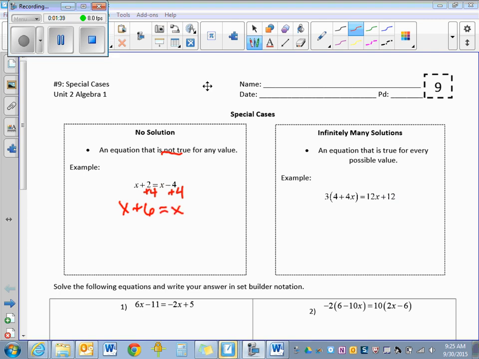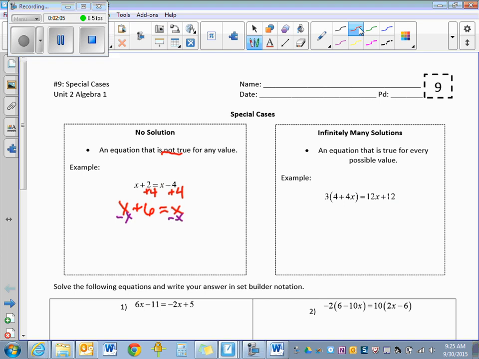Alright, what's our next step? We want to get our x's together, right? What's our next step? We can subtract 6 to the other side, but then we're still going to just have x equals x minus 6. So that doesn't really get us anywhere. We can do it, but it's not necessary. What else could we do? Yeah, minus x, right? We normally are trying to get our x's together, so let's go ahead and subtract that x to the other side.